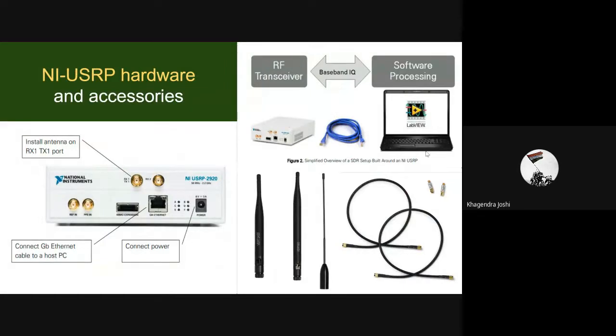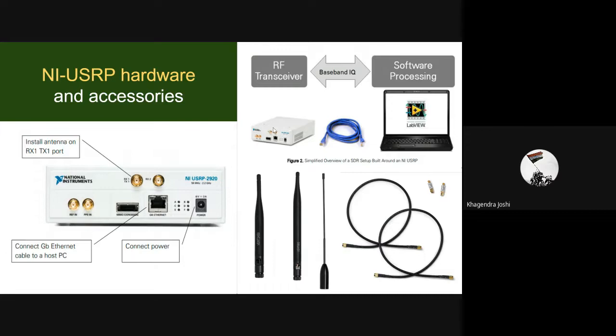So whatever coding you are doing on LabVIEW, the baseband signal will be fed to the USRP through this cable, and the rest of the functions will be done by the USRP. So it has a power amplifier. Everything is mentioned there in the architecture, which is the next slide. And accordingly, the transmission will be happening.